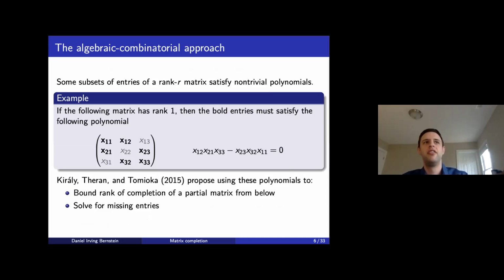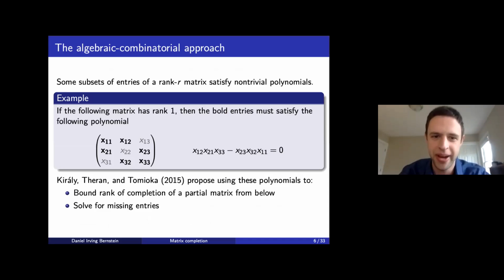All right. So how do you think about this from an algebraic perspective? Well, some subsets of entries of a rank R matrix satisfy polynomials. For example, if your matrix is rank 1, the 2 by 2 square submatrices had better be singular. So your 2 by 2 square submatrices have to have zero determinant, but there's more. If this matrix is rank 1, then these 6 entries have to satisfy this polynomial. That polynomial is obtained just by eliminating x22 from this determinant vanishing and this determinant vanishing.